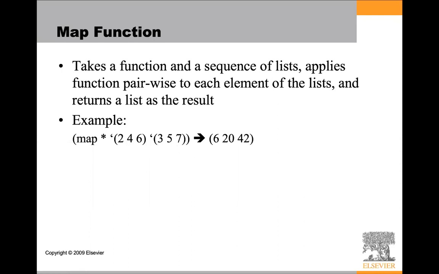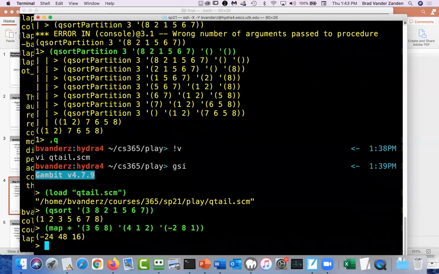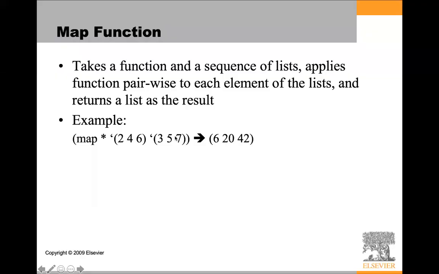And I did not try this, but my guess is you can have more than 2 lists. Let's just give it a try quickly. It worked just fine with 3 lists. 3 times 4 is 12, times minus 2 is minus 24, gives you that result. 6 times 1 is 6, times 8 is 48, and so on. So in fact, this map function can be applied to as many arguments as you want.